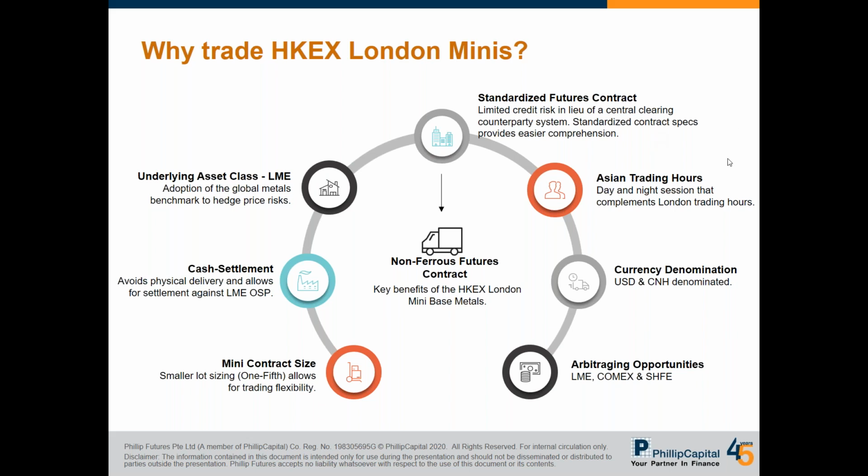Asian trading hours, for most of our viewers, are the day and night session T+1. This helps to complement London trading hours if you want. There's both a USD and a CNH denominated contract. It also allows arbitrage opportunities. For most of the examples, we are using the USD ones.